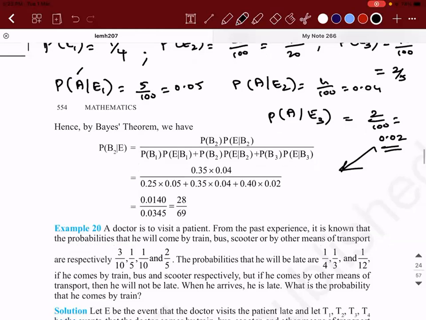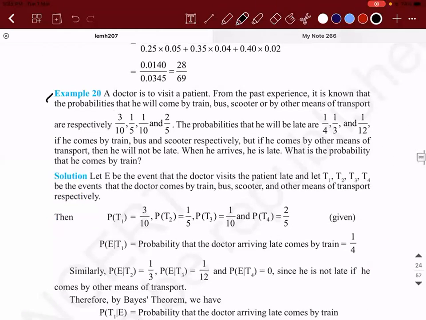Right. 20th. So this is also an interesting one. A doctor is to visit a patient. From past experience, it is known that the probability that he will come by train, bus, scooter, or by other means of transport are respectively 3 by 10, 1 by 5, 1 by 10, 2 by 5. So each is an event. So he coming to the hospital is for sure. If he comes, he can either come by train, bus, scooter, or other means of transport. So they have given the probability of each.